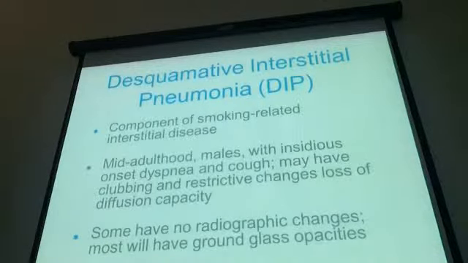The far end of the spectrum, desquamative interstitial pneumonia, also is a smoking-related disease and tends to occur in slightly older adults than respiratory bronchiolitis or respiratory bronchiolitis interstitial lung disease. These patients also will have gradual onset cough, and they may have clubbing or other changes of lung diffusion capacity. Sometimes it's clear on the x-ray, other times there are little opacities that can be seen related to the desquamative changes.